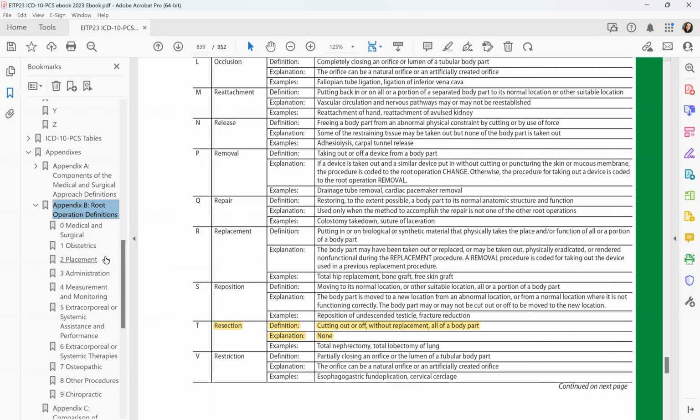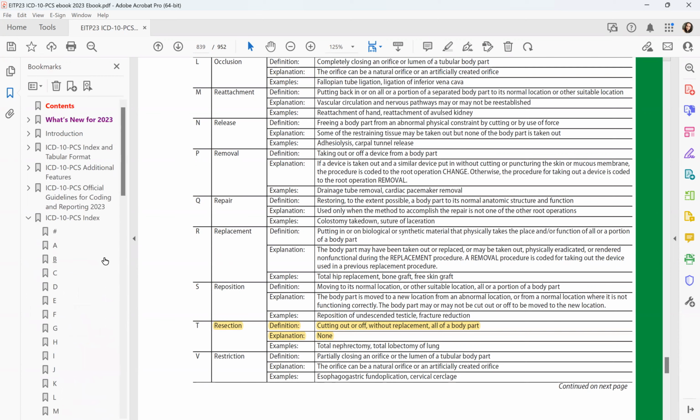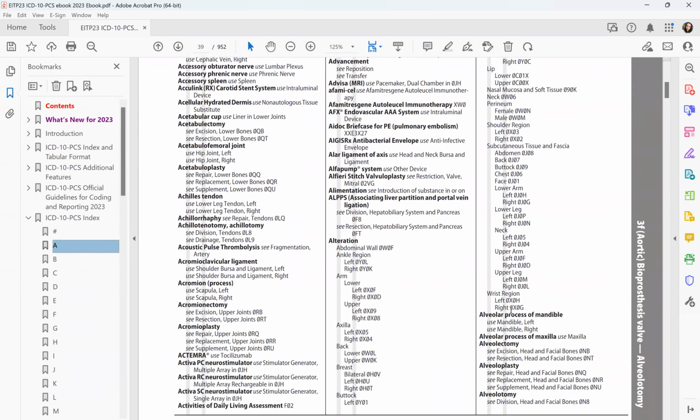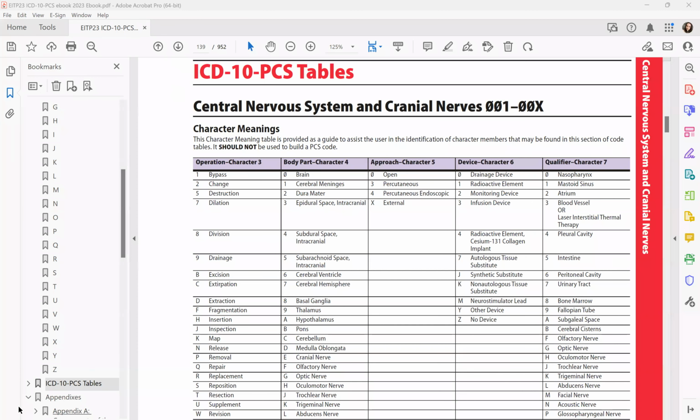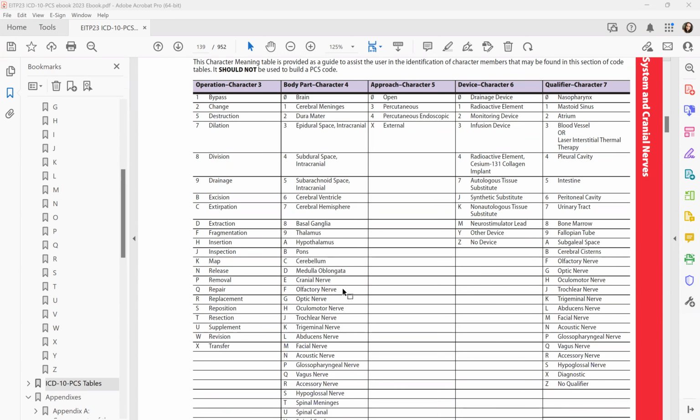Once you have that, you can use the codes that are listed here, these first three characters, in our case, 0DTJ, and go to the tables and get the code. And we'll take a look at that in just one minute. So again, now we want to go to the tables. We have the first three characters. So we'll go to the tables.